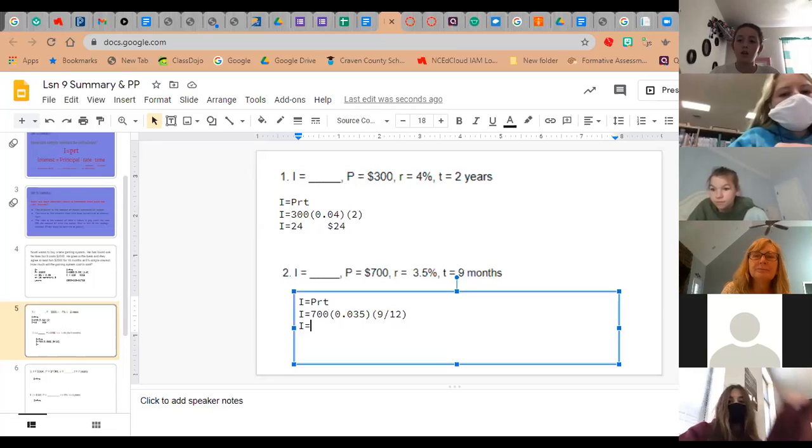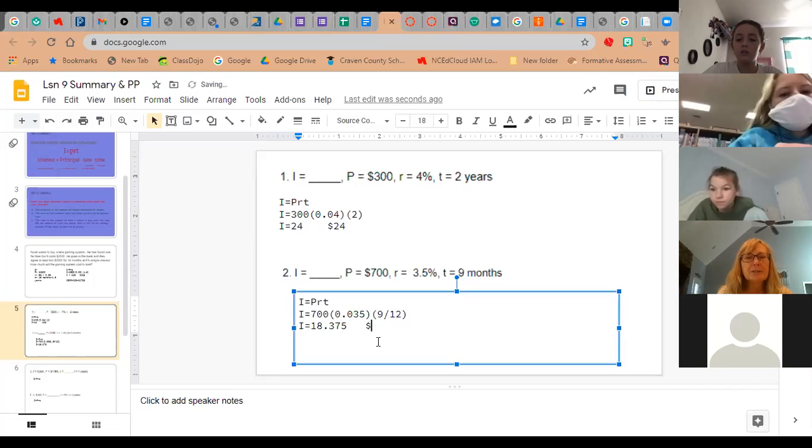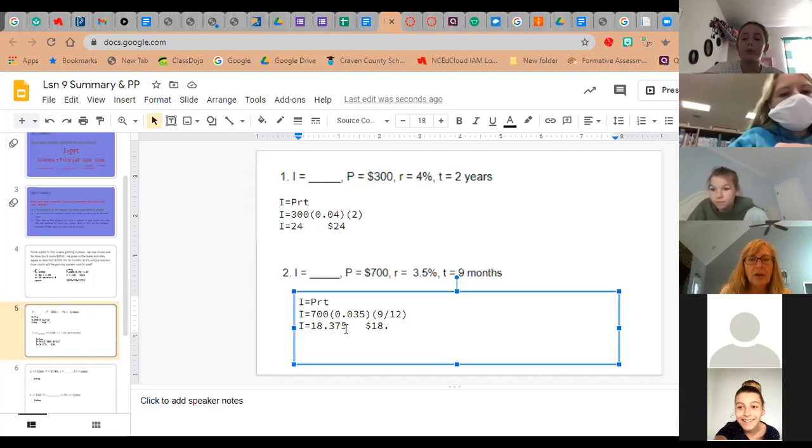Maddie, what's your calculator say? Mine says 18.375. Now, what do we know about interest? Interest is always money. So this is going to be $18 and how many cents? 38. Okay, that 7 is in the hundredths place, so the 5 makes it go up to an 8. Do we understand that? Questions you still have on that? Does anybody need more time to write it down?